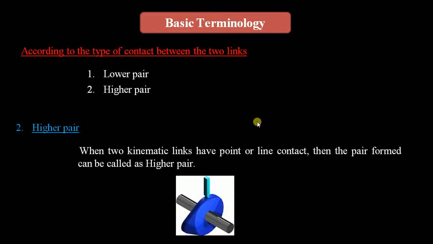So as an example, we can take cam and follower. This blue part is the cam and this part is the follower. When you observe here, this is the knife edge follower which is having a line contact with the cam surface. So whenever this kind of contact takes place, that is in the form of line or point, here the line contact is taking place, that can be called your higher pair.